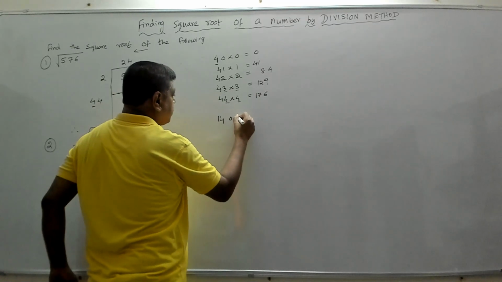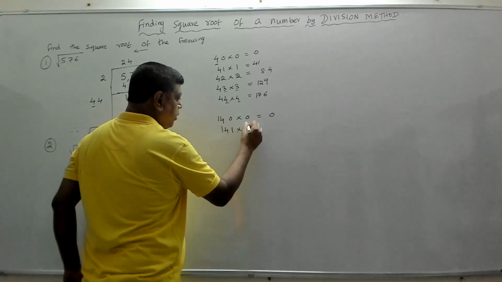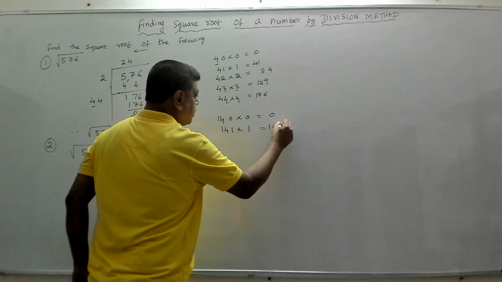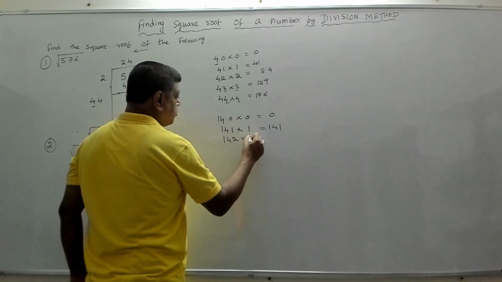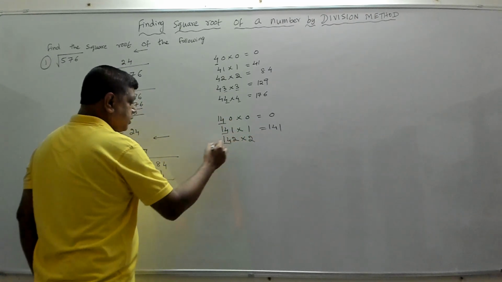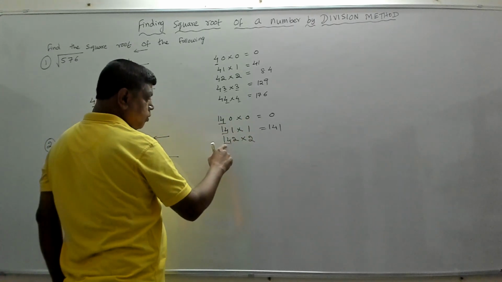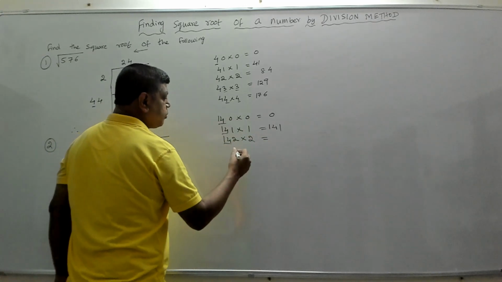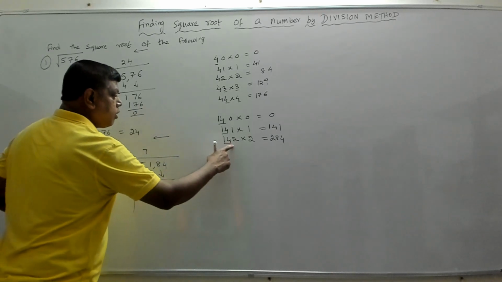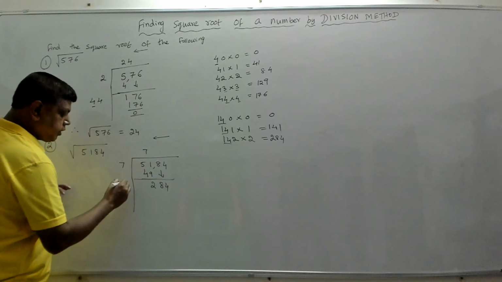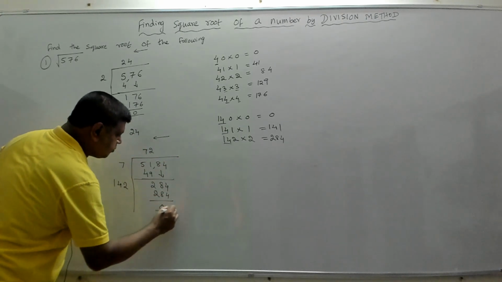Once you get this 14, write it here. Then we try 140 into 0, 0. Then 141 into 1, 141. Then we should do 142 into 2. So this 14 comes from this 14, and then you put 0 into 0, 1 into 1, 2 into 2, which means 142 into 2. What is 142 into 2? This is 284. That is matching with this. That gives you 284, so the remainder is 0.